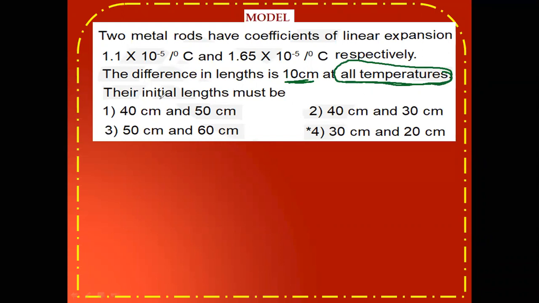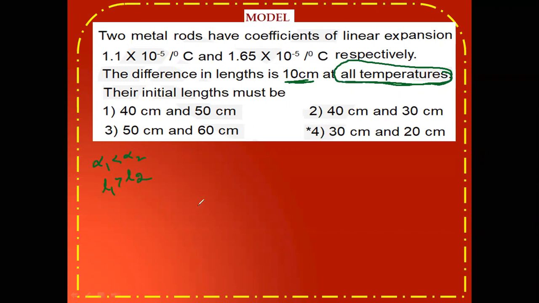What the question asks is to find out the initial length. By seeing the question itself, we can eliminate two options. Here, if we see the alpha 1 and alpha 2 values, as per the question we can say alpha 1 is less than alpha 2. If alpha 1 is less than alpha 2, definitely the initial length of the first rod should be greater than that of the second.